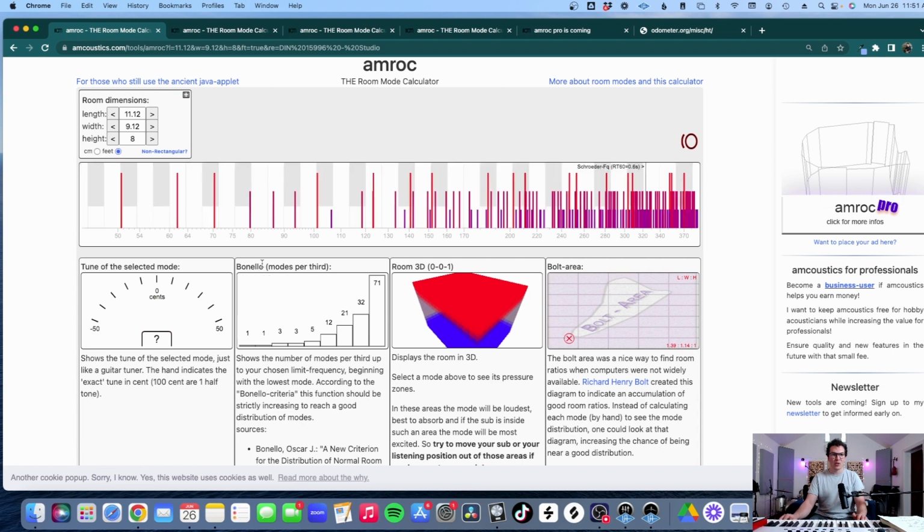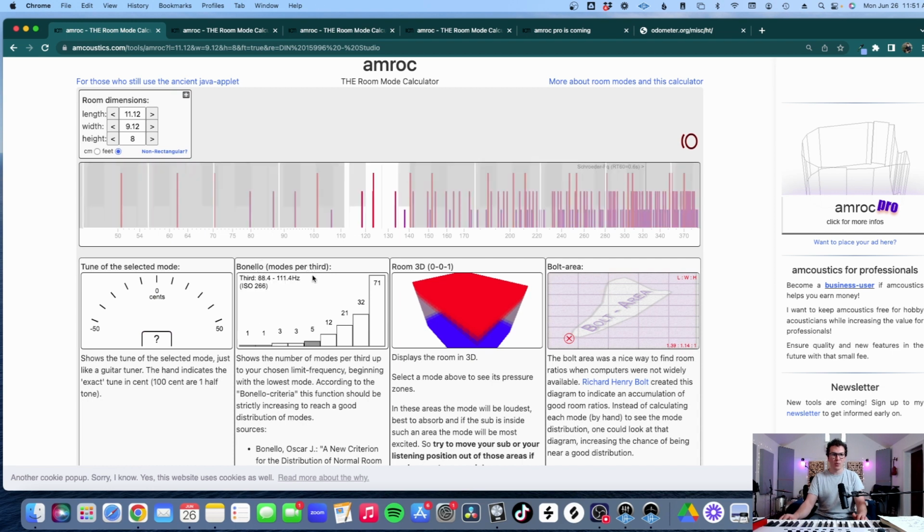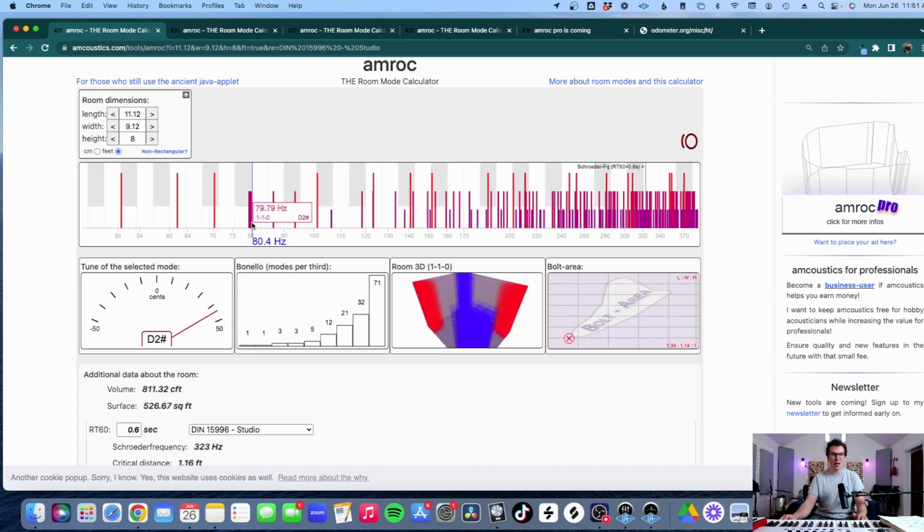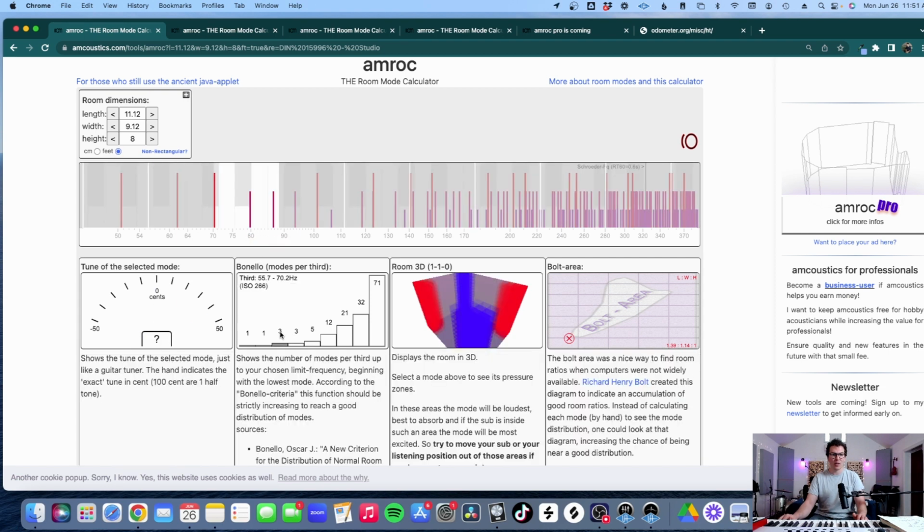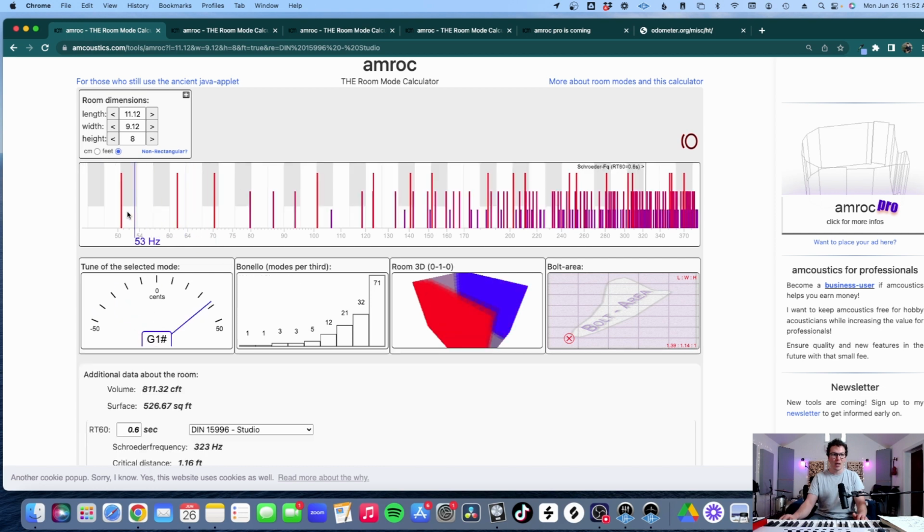So it also shows down here the Bonello modes per third criterion, and this is what I was talking about in each of these 1/3 octave band frequencies. We want to see that there's not too many coincidences where they're just right on top of each other. And we also want to make sure that this is generally increasing over time, which it is doing. So we can also see that this smaller room produces an even distribution of modes down here. So it's not necessarily a bad thing.